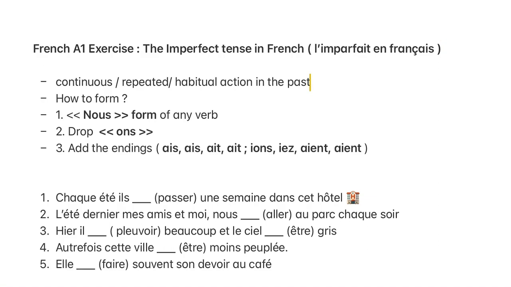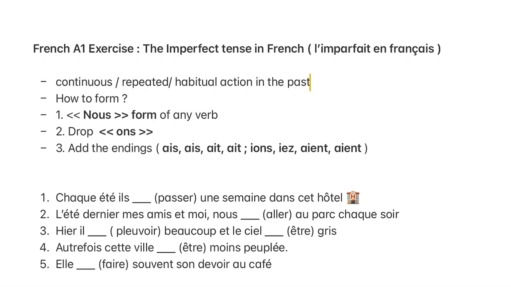The imperfect tense, or as in French we say l'imparfait, is a tense used to describe an action in the past. This action was continuous or repeated or was simply a habit in the past. In other words, the action started in the past and continued for a period of time.